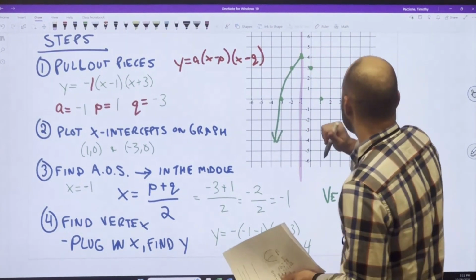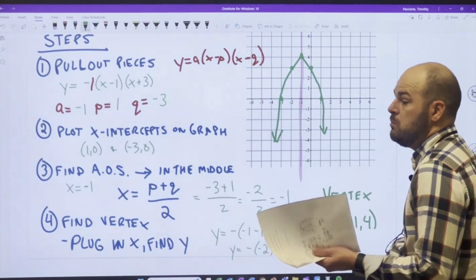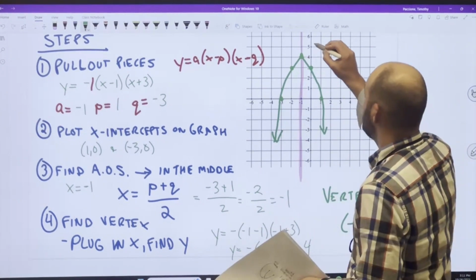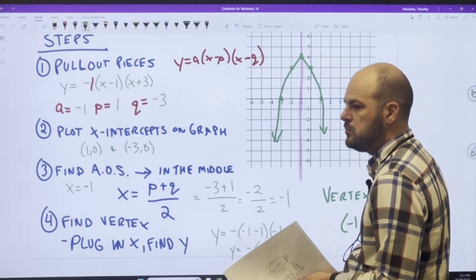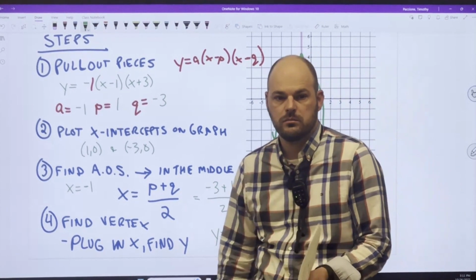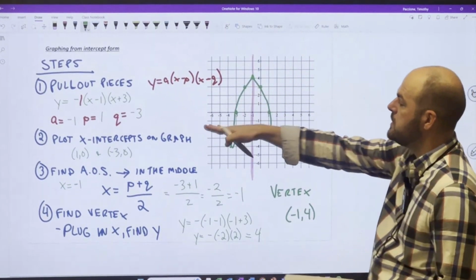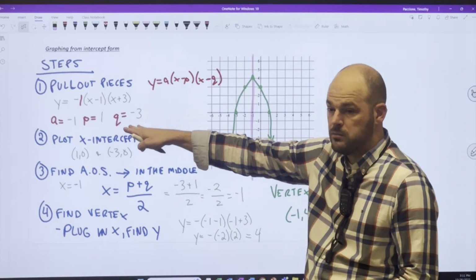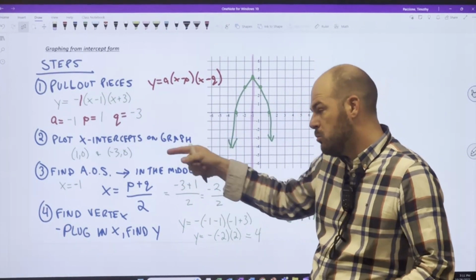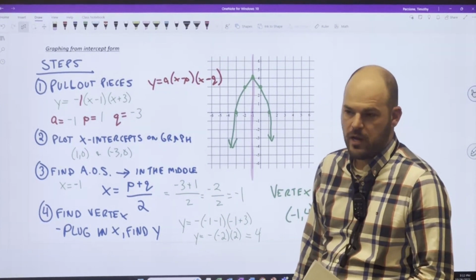How do we find the points I just added? Remember your parent function. If there's no stretch, it either goes over 1, up 1, or over 1, down 1. Over 2, down 4, back 2, down 4. Those things still work. So you want to pull out your pieces, plot your x-intercepts, find the middle one way or another, plug that in, you get your vertex, and then you have your graph.